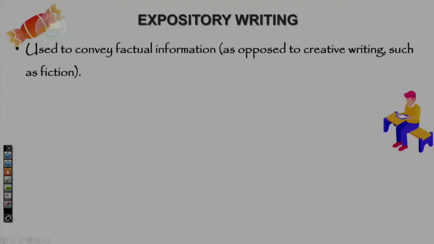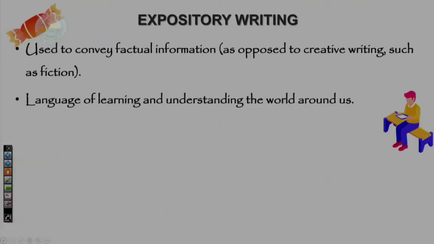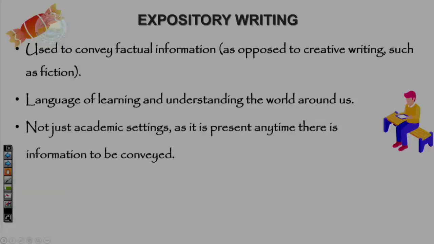Expository writing is a form of writing that is used when we want to convey factual information. This is opposed to creative writing, such as fiction or when we're writing stories or poems. The language of expository writing is one of learning and understanding the world around us. It is not just for academic settings, as it's present anytime there is information to be conveyed.